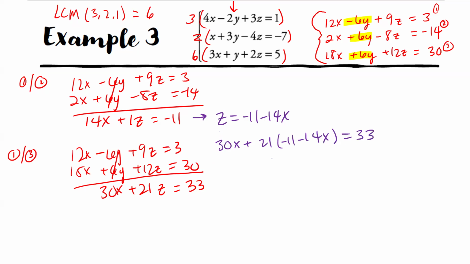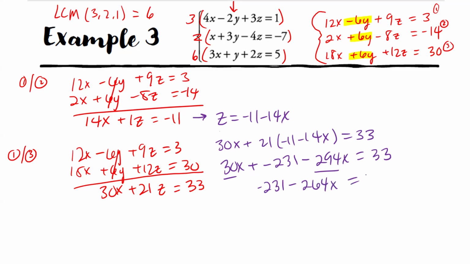Okay. So again, we're going to do the trifecta. So we are going to distribute, combine, isolate. All right. So we have 30x plus, and then that's going to give us negative 231 minus 294x equals 33. We're going to combine like terms. So 294 minus 30 is going to give us 264. So we have negative 231 minus 264x equals 33.